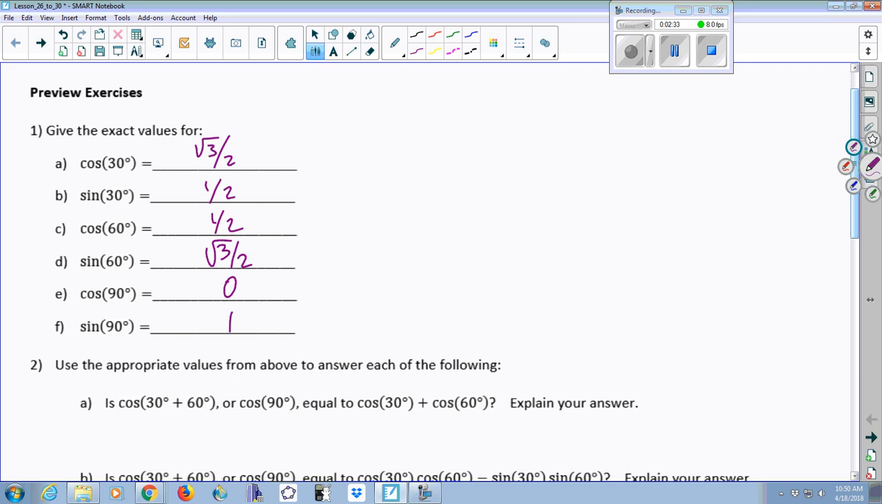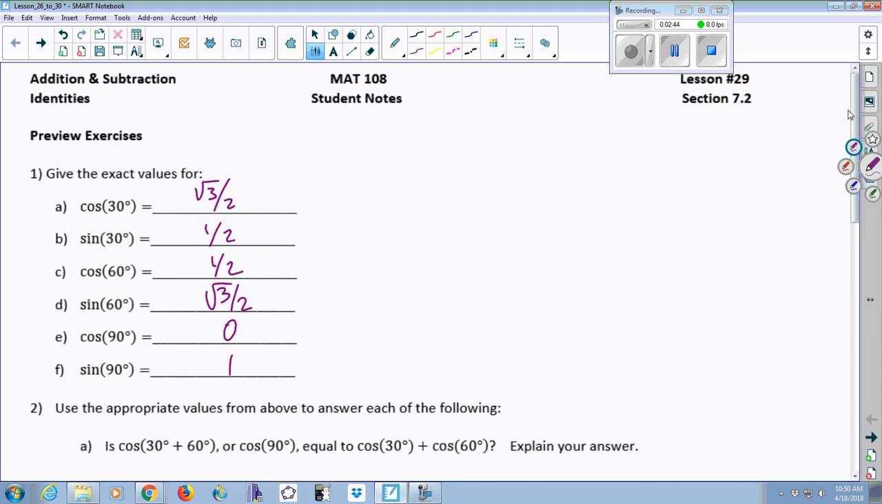Okay. So these we're going to be using over and over again, along with, of course, their radian values in today's lesson. Today's lesson and on Friday and then again on Monday, we're going to be looking at lots of new identities.